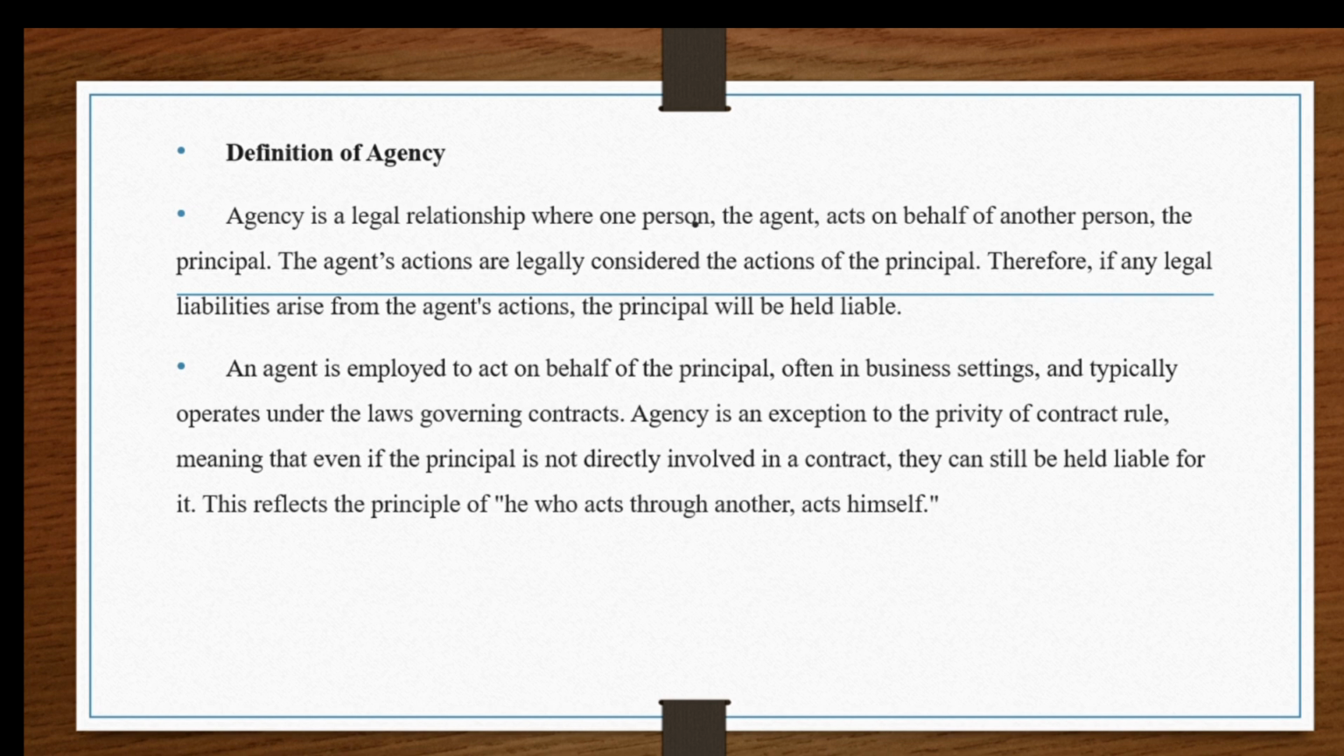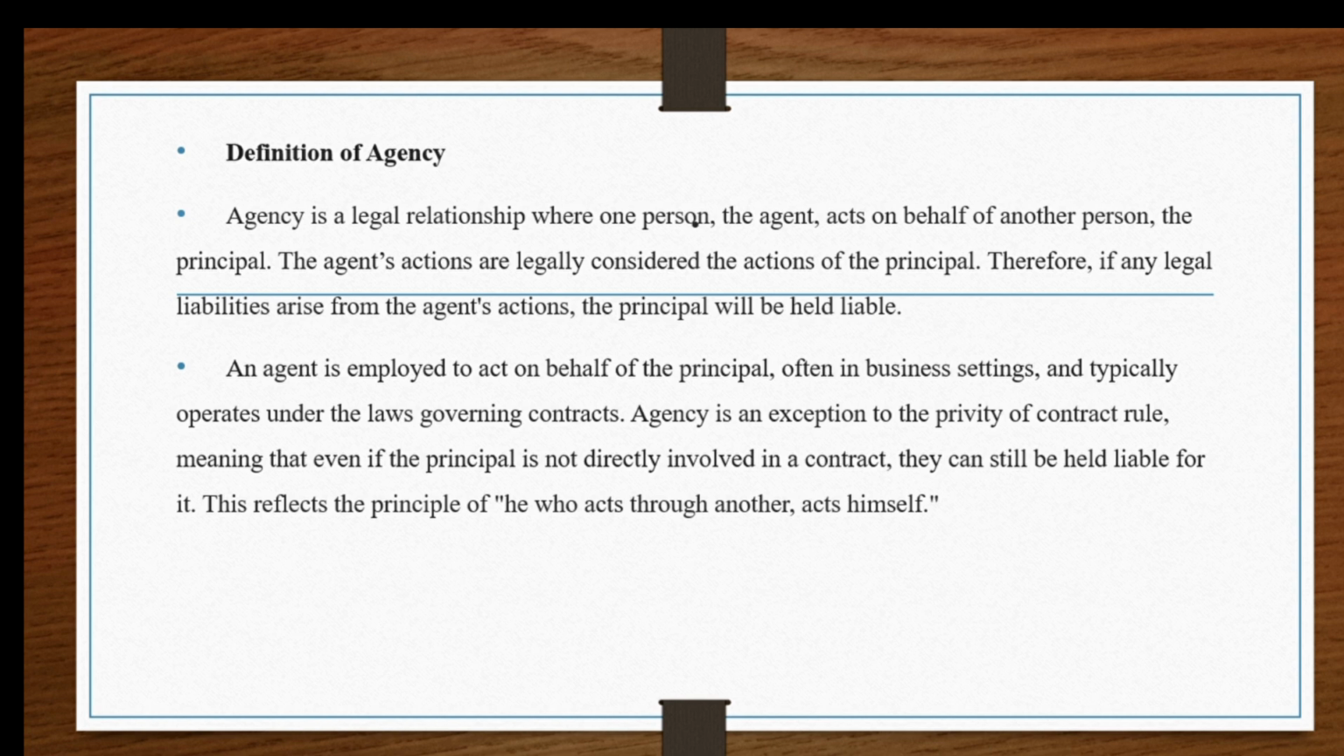Therefore, if any liabilities are raised from the agent's action, the principal will be held liable, since the agent acts on behalf of the principal. So here in the agency relationship, we have two parties, which is the principal, who is like the boss, and then we have the agent who works on behalf of the principal. An agent is employed to act on behalf of the principal, often in business settings, and typically operates under the laws governing contracts. And an agency is an exception to the privity of contract rule.